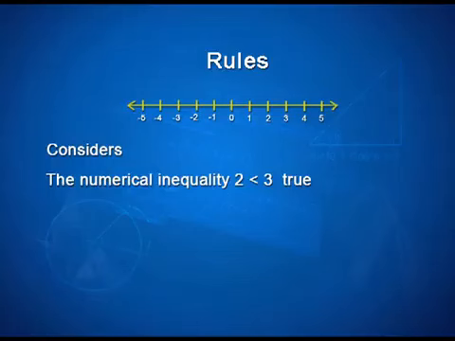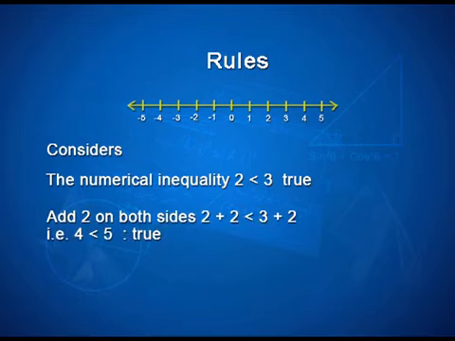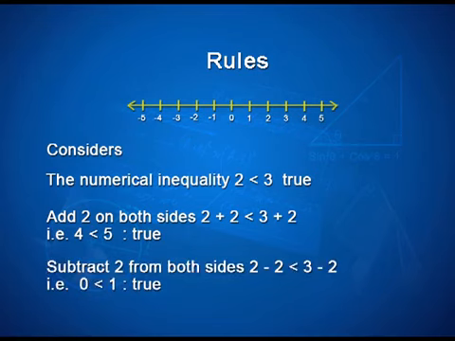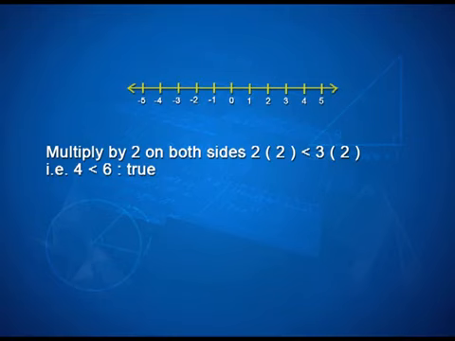Consider the numerical inequality 2 less than 3, which is obviously true. Now, add 2 on both sides. 2 plus 2 is less than 3 plus 2, that is 4 is less than 5, which is obviously true. Subtract 2 from both sides. 2 minus 2 is less than 3 minus 2, that is 0 is less than 1, which is again true. Now, multiply by 2 on both sides. 2 into 2 is less than 3 into 2, that is 4 is less than 6, which is true.